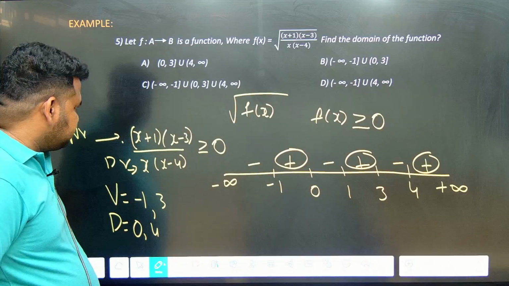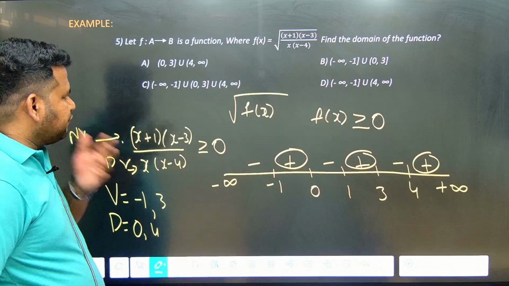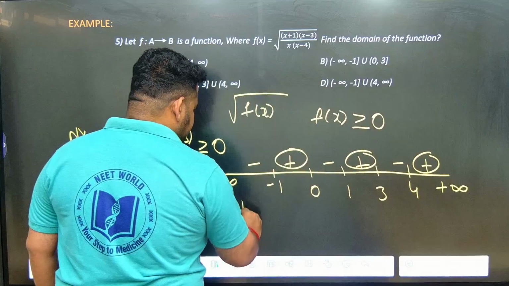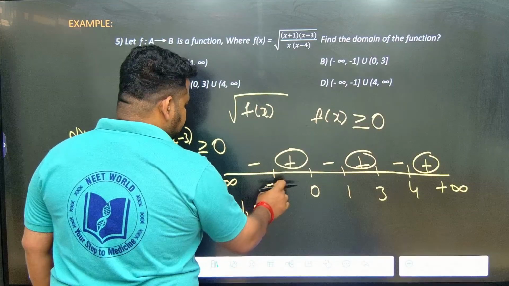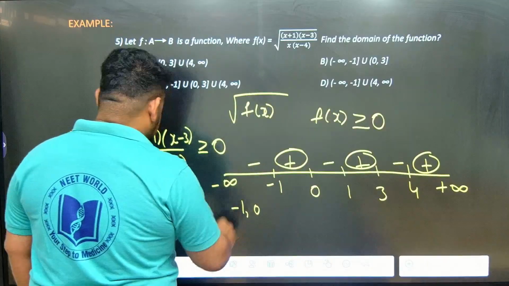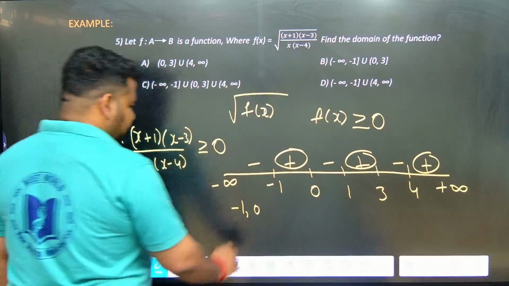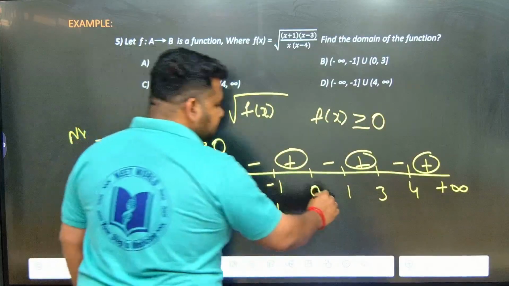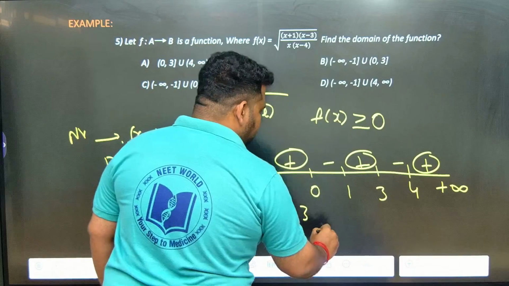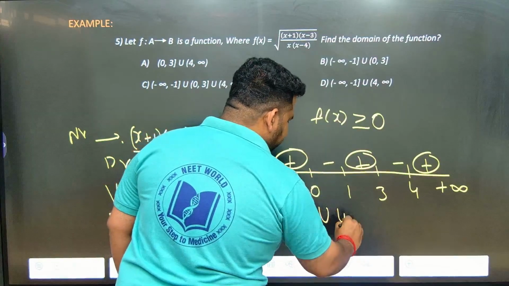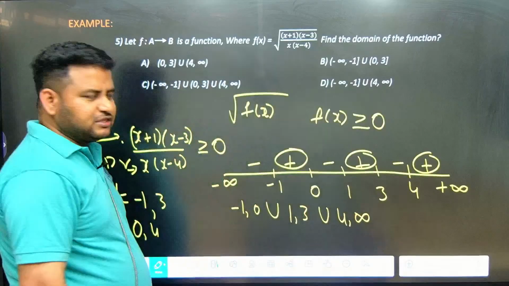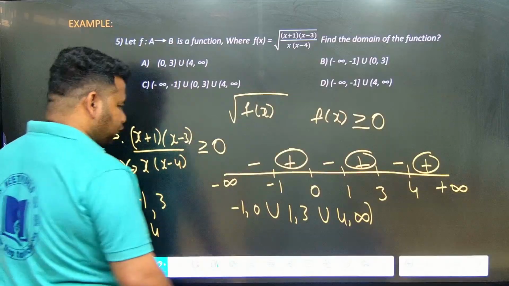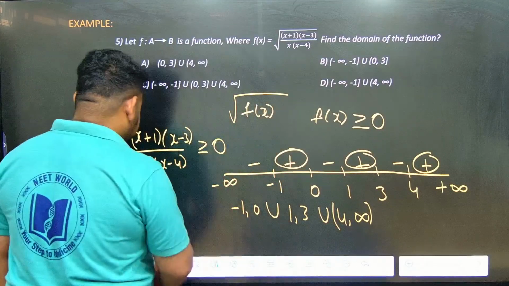Now, if you observe this carefully, minus 1, positive region means we are having minus 1 comma 0. Forget about the brackets for now, let us write this. Union, 1 comma 3, union, 4 comma infinity. Now let us put the brackets. Infinity is always an open interval. Discontinuous points are 4 and 0, so open interval.